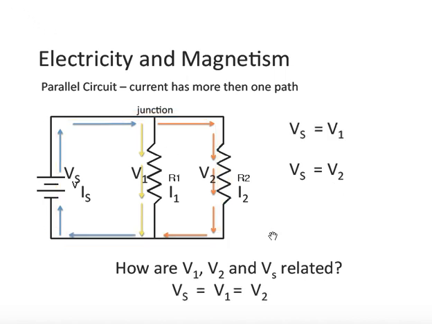And so how are they all related? Well, if Vs is equal to V1 and Vs is equal to V2, then Vs is equal to V1, which is equal to V2. In other words, the voltages in a parallel circuit are always going to be equal. So these are formulas that you have to keep in mind for parallel circuits, which make them unique or different from a series circuit.